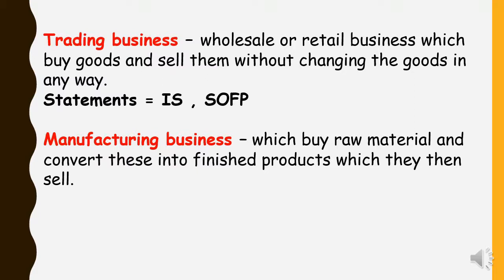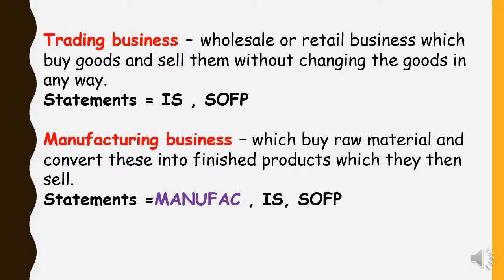So for manufacturing business, there is one special account or statement. They do have an income statement and statement of financial position, the same as a trading business, but they will have one special account called the manufacturing account. It is a special account only for the manufacturing business.